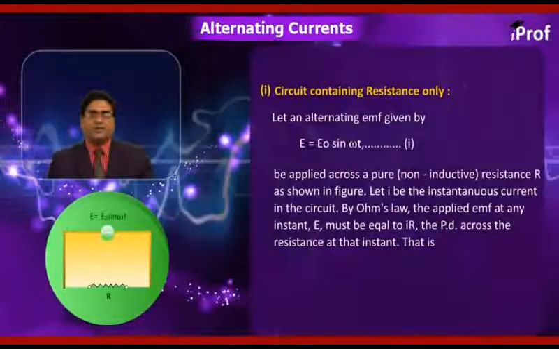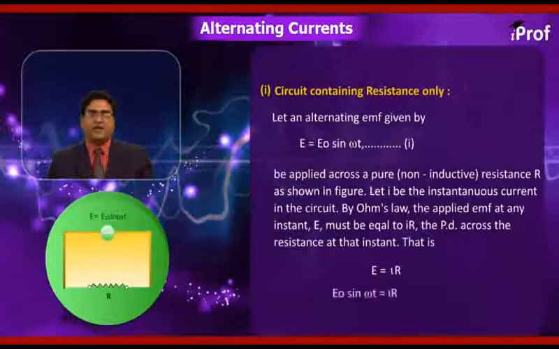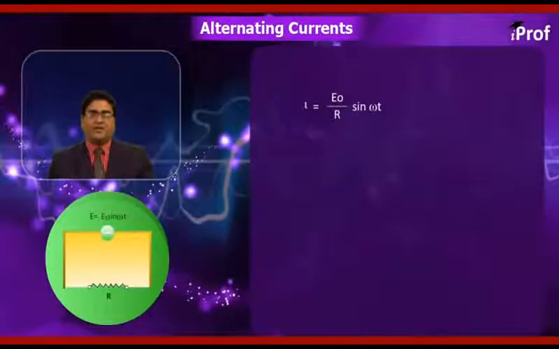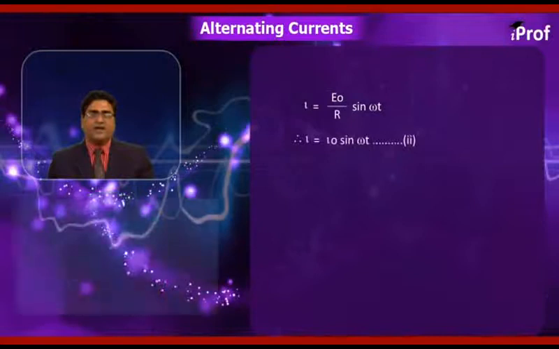By Ohm's law, the applied EMF at any instant E must be equal to IR, the potential difference across the resistance at that instant, that is E equal to IR, or E naught sin omega t equal to IR, or I equal to E naught upon R sin omega t. But E naught upon R equal to I naught, the peak value of the current in the circuit. That is I equal to I naught sin omega t.